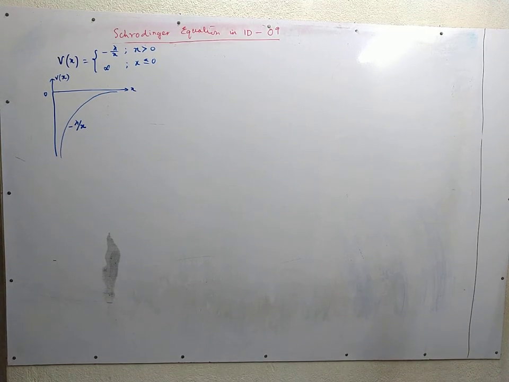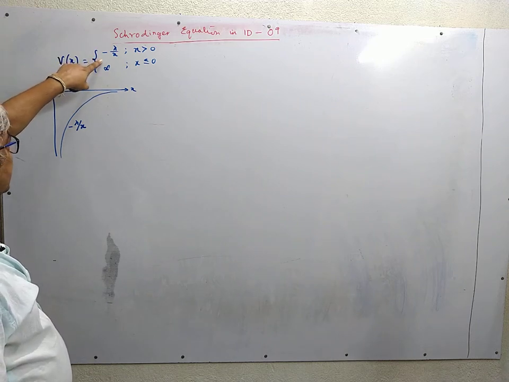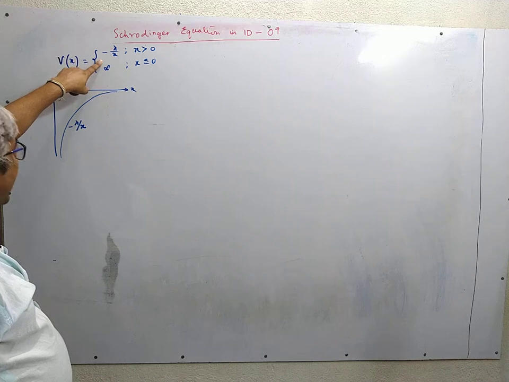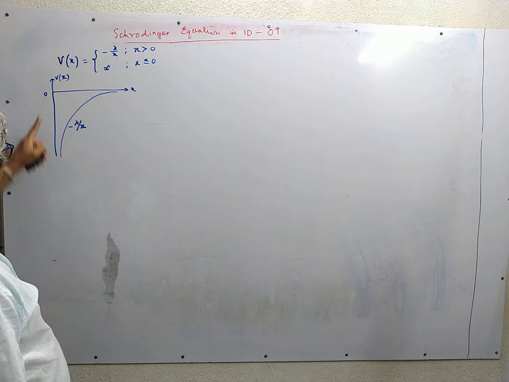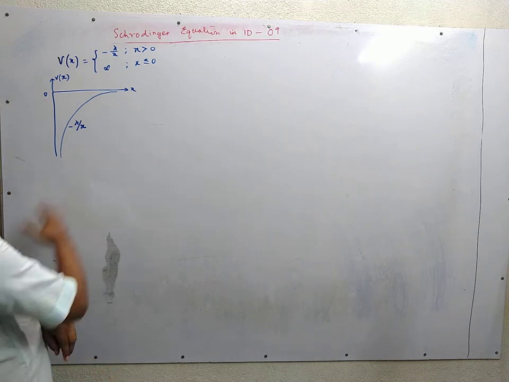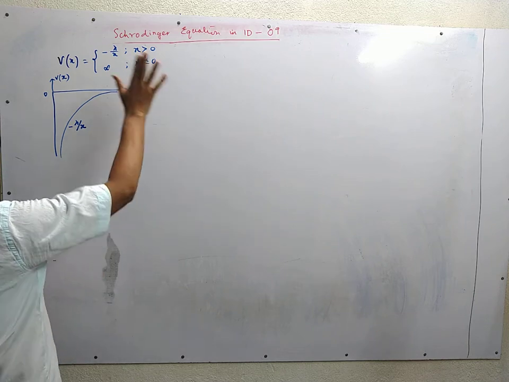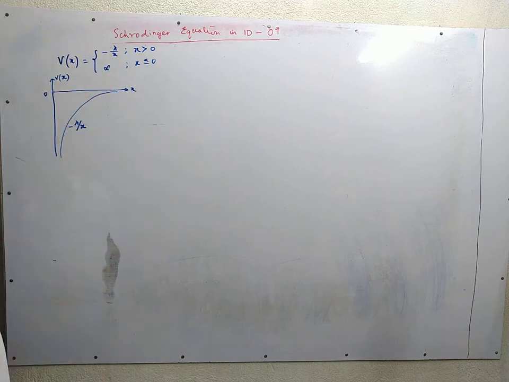In this lecture, we consider the motion of a quantum particle of mass m under the action of a potential where the potential is minus lambda by x in the positive region, and it is infinite at the origin and to the left. That is, the particle is confined to the x positive region, and the potential that acts on it is an attractive potential and varies inversely with the distance.